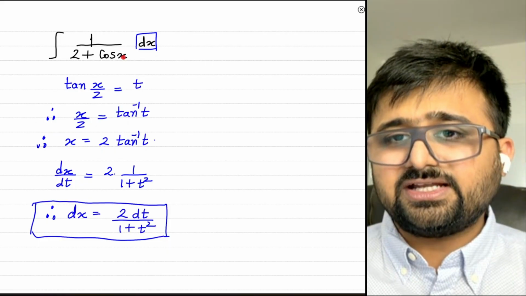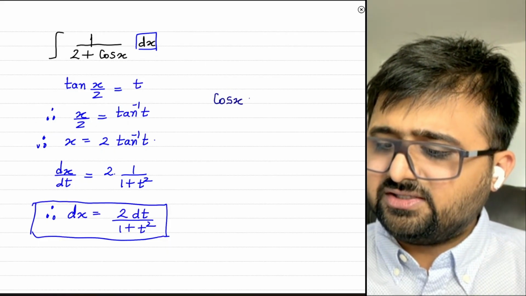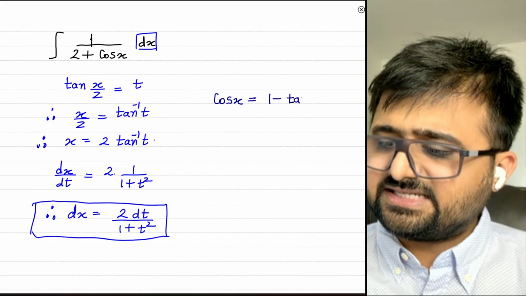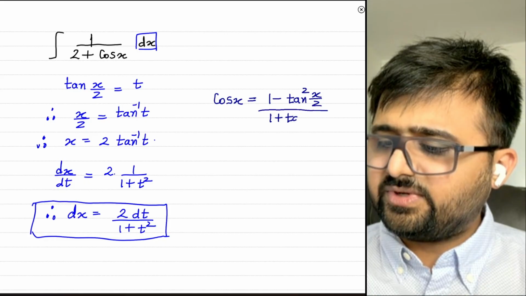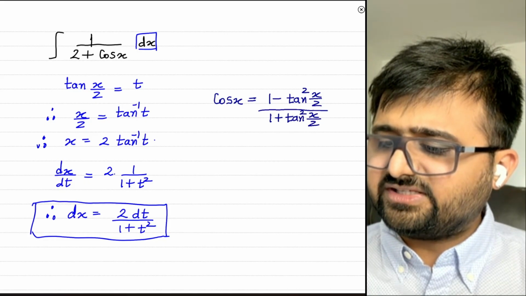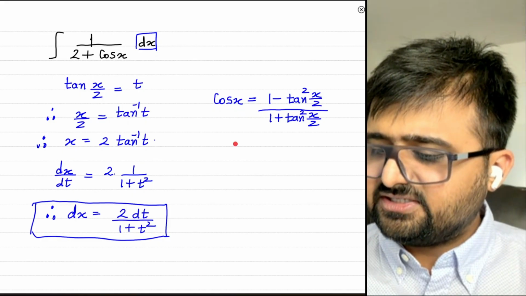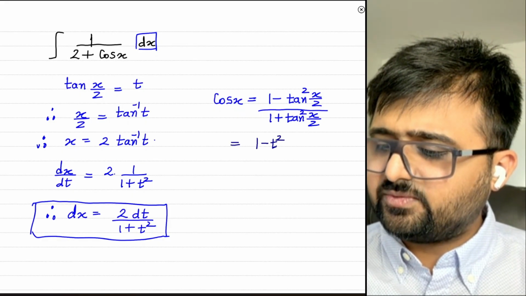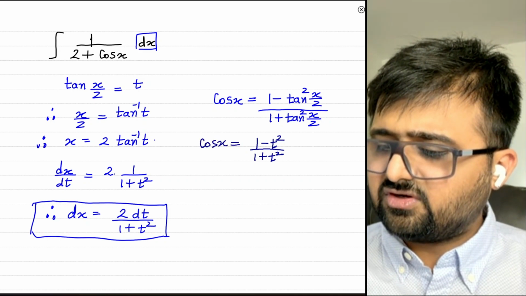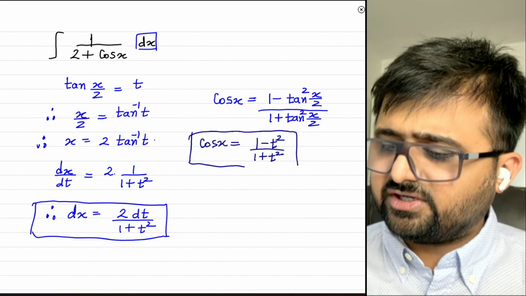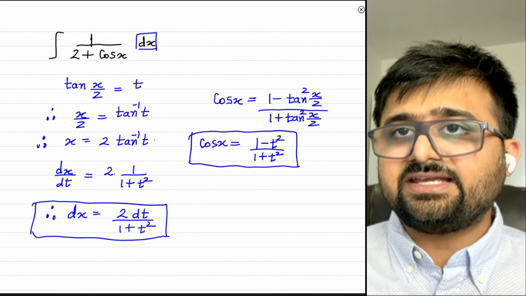Now, how do we convert that cos x in the t world? We already know that cos x by the half angle formula can be written as 1 minus tan square x by 2 divided by 1 plus tan square x by 2. Whatever the angle is on the left hand side, it becomes half because it is the half angle formula of cos. So this will become 1 minus t square over 1 plus t square. That is our cos x. So I am able to now convert cos x in the t world as well. So in other words, we can now convert this entire integral in the t world.